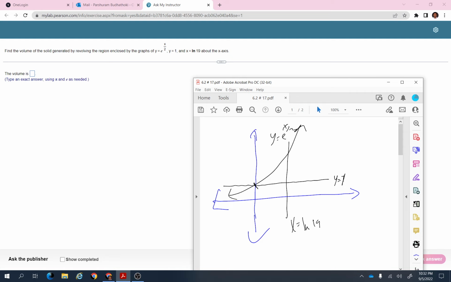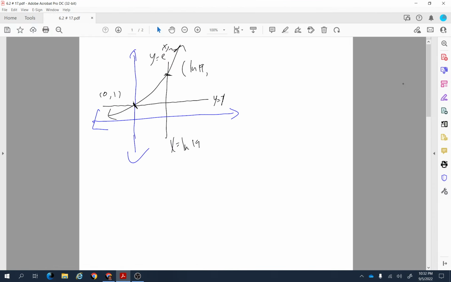Remember, this is the point where x equals 0 and y equals 1. This is the point where x equals ln 19 and y equals e to the power ln 19 over 2. If you simplify, that is e to the power ln 19 to the power half, because of the power rule we can bring this half there, and the e and ln cancel out, so it's basically the square root of 19.